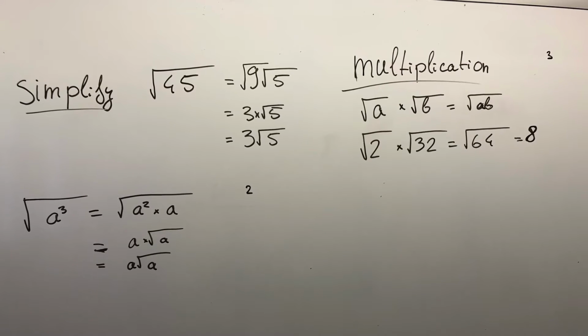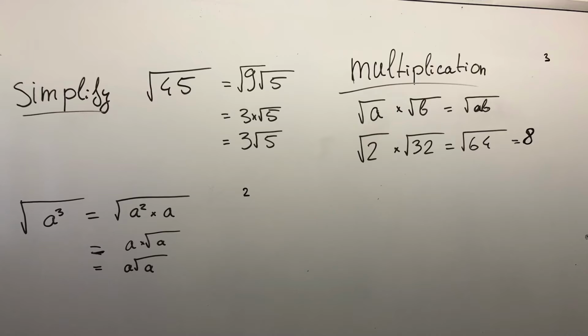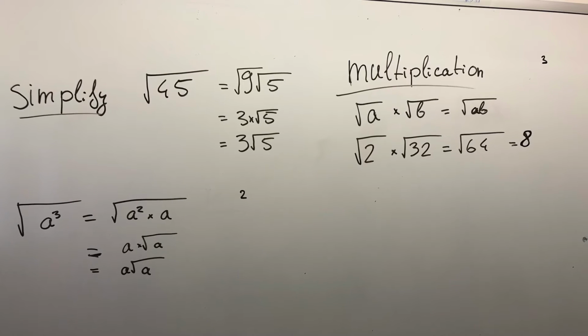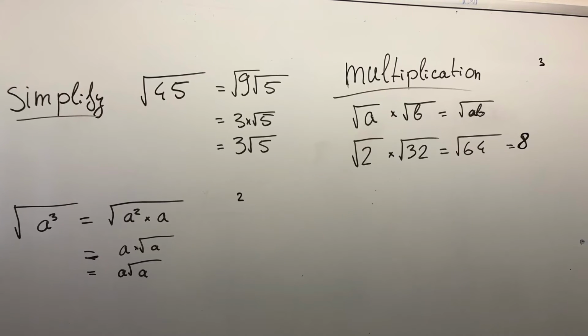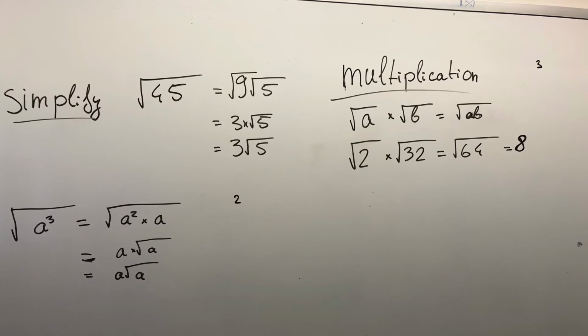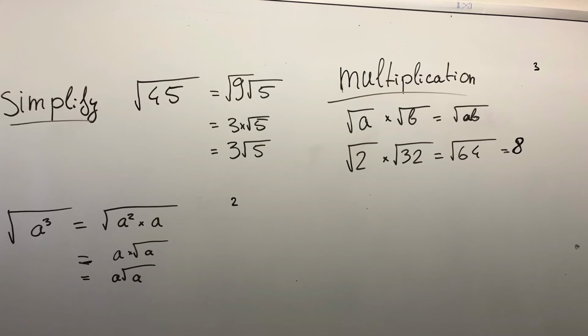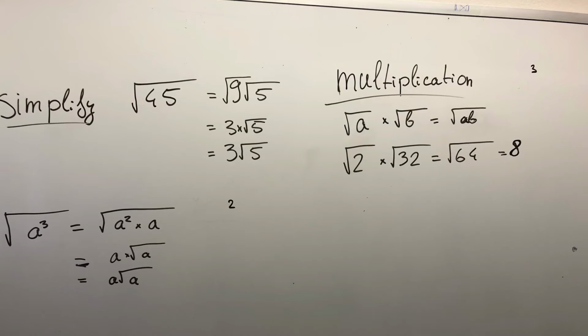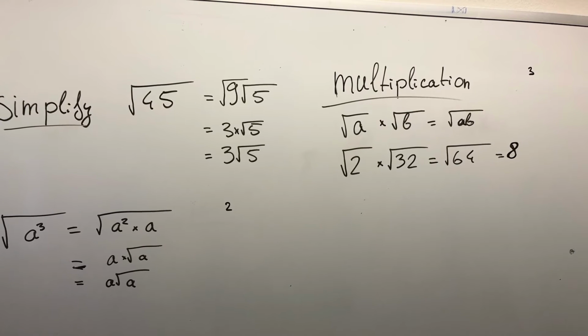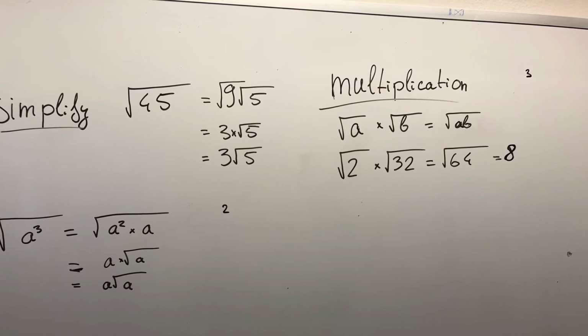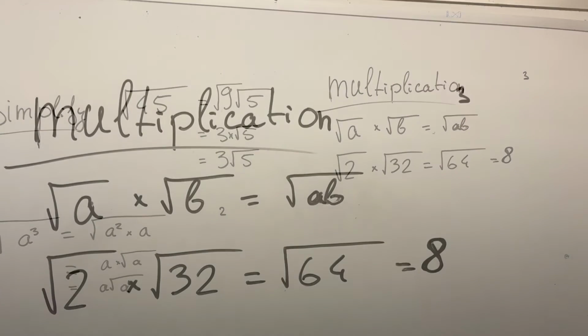of 5. And we know from the factors of square root of 9 and square root of 5 that the square root of 9 is the only one that can be broken down further into 3 times square root of 5. And then for the final answer, we would write that without the multiplication sign. So the answer would be 3 square root of 5.